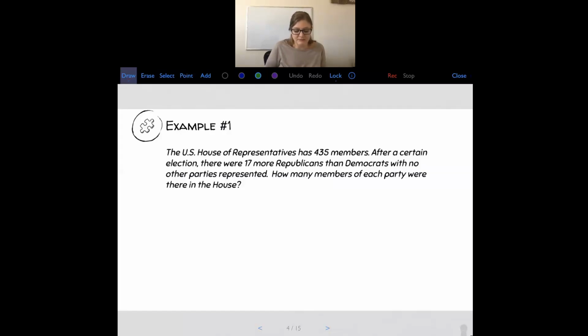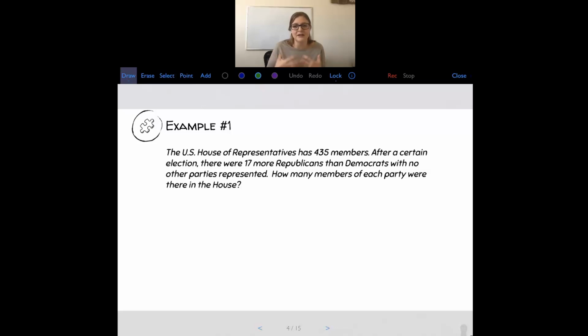So example 1. The U.S. House of Representatives has 435 members. After a certain election, there were 17 more Republicans than Democrats with no other parties represented. How many members of each party were there in the House? So I would encourage you to read it again.